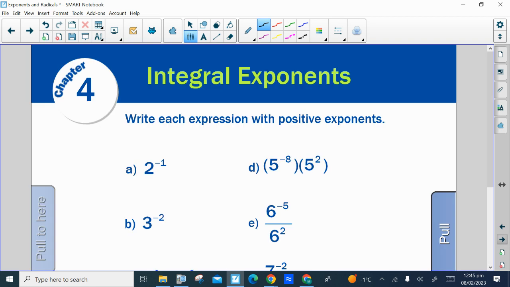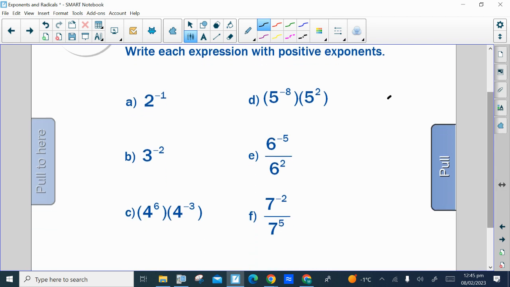So on the next page, it says write each expression with positive exponents. That 2 to the negative 1 is the same as 1 times 2 to the negative 1. You need to make the exponent positive, so the 2 has to move from the top to the bottom. The 1 will stay on top, the 2 will move to the bottom, and it'll become 2 to the positive 1, which you don't need to put the positive 1 there if you don't want to. It's 1/2.